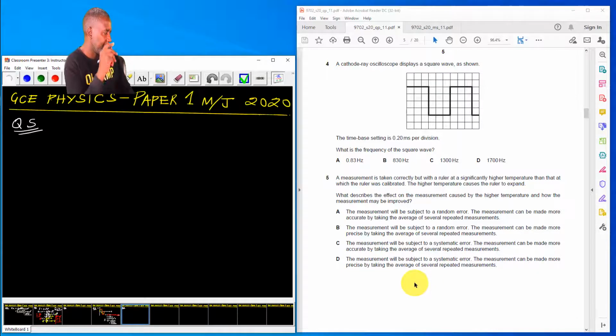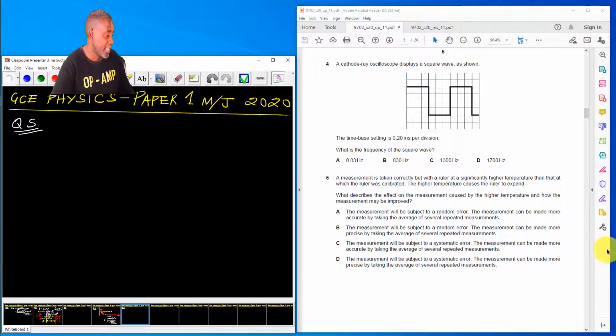Now, in question 5, we are told that a measurement is taken correctly, but with a ruler at a significantly higher temperature than that at which the ruler was calibrated. The higher temperature causes the ruler to expand. What describes the effect on the measurement caused by the higher temperature and how the measurement may be improved?